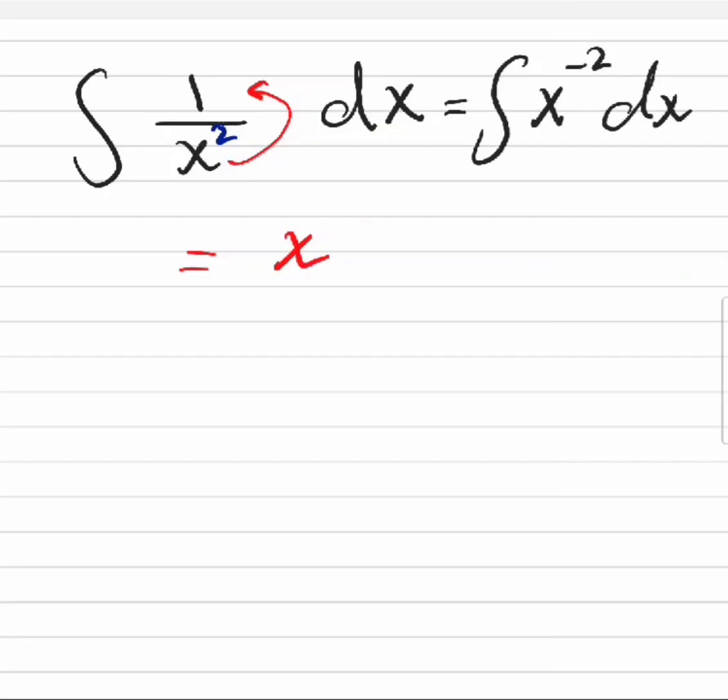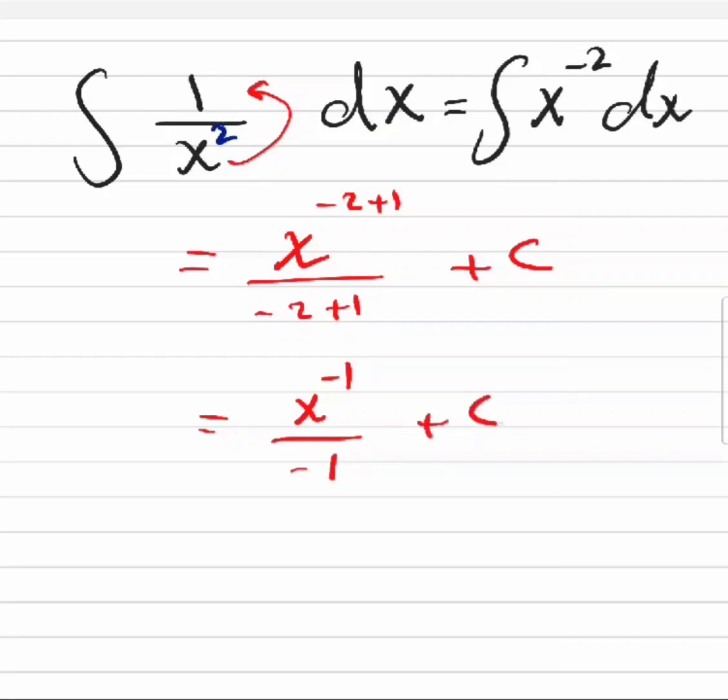So if we add 1 to negative 2, and then divide by that result, this is going to be x to the negative 1 divided by negative 1 plus c. Now we can rewrite it. We can move the x back to the bottom. So the final answer is negative 1 over x plus c.